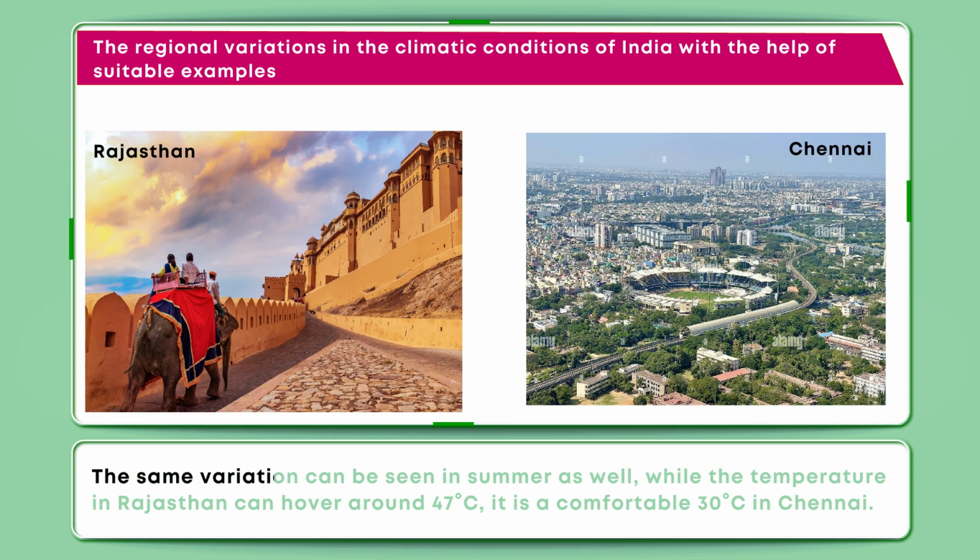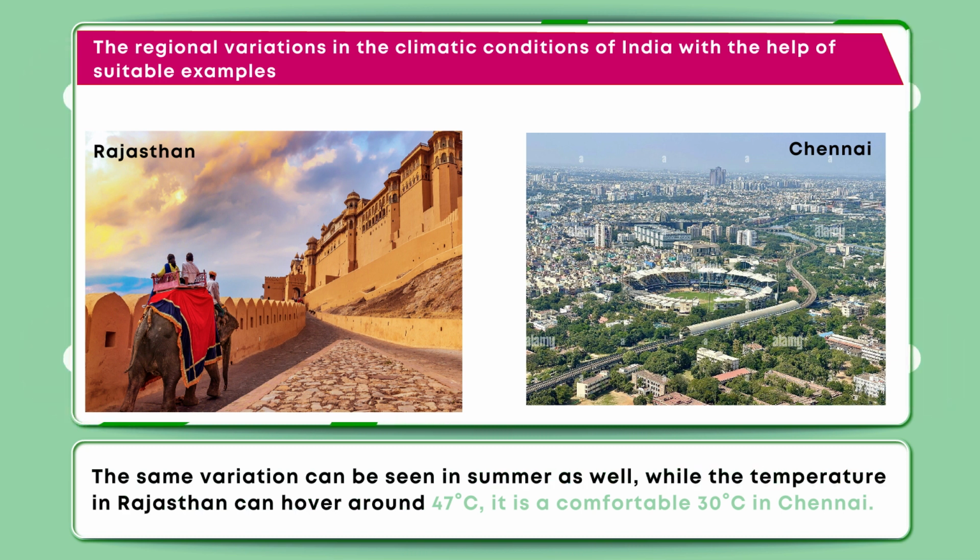The same variation can be seen in summer as well. While the temperature in Rajasthan can hover around 47 degrees Celsius, it is a comfortable 30 degrees Celsius in Chennai.